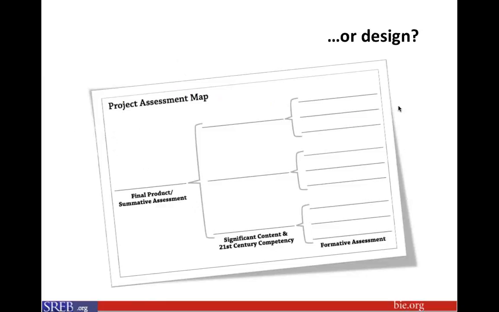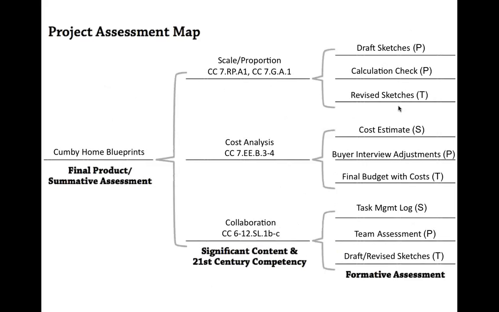This is a tool that we use at BIE to take a look at a project and say, well, if the final product is this, what skills and competencies and content do students need to know, and what activities are essential to demonstrating that they know it? And in this example, let's go here for a second, what you see is a breakdown of a project that required students to make blueprints and budgets for a house for families who lost their home in a tornado outside of Oklahoma City a few years ago.